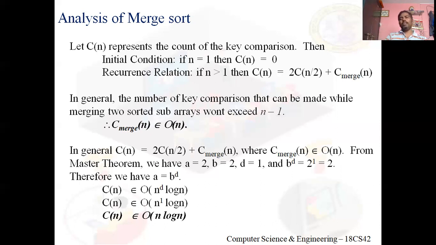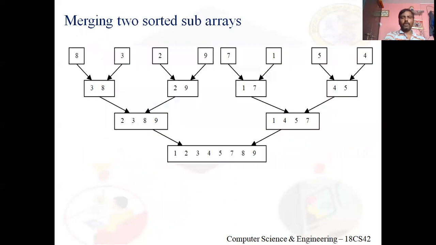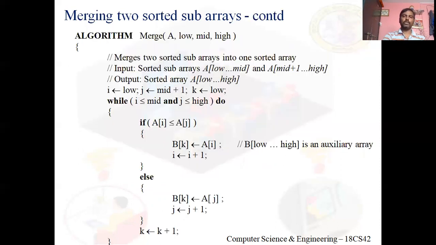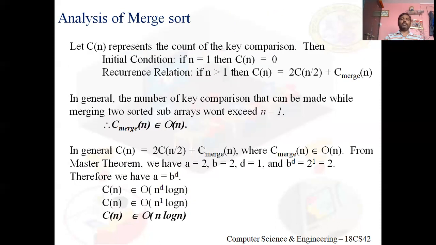Okay, and then because it got 2 C of n by 2, meaning it got divided into two halves, then merge. In total how many elements do I need to merge? Look at the last second level: 4 elements from the left subarray, 4 elements from the right subarray. Totally 8 elements to be merged. So C merge of n. Okay, now clear with this recurrence relation.